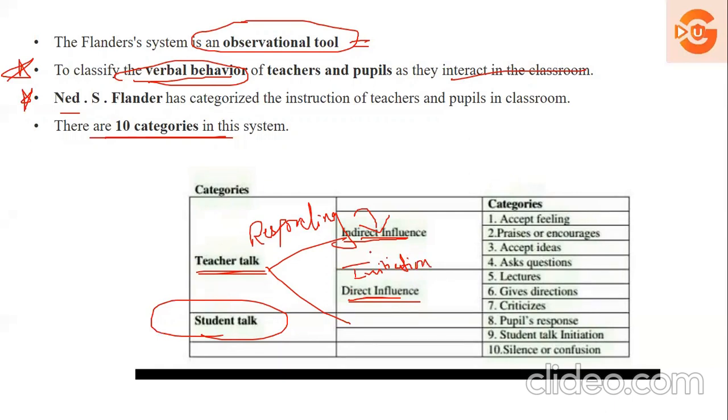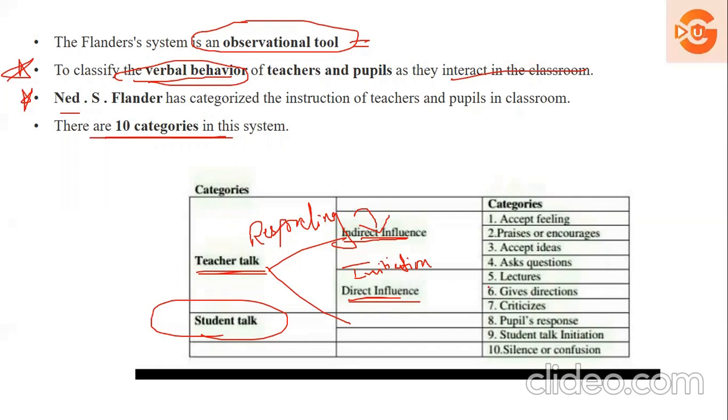I'll give you an example of indirect influence, like praises or encourages. If a child does something good, the teacher gives indirect influence in the way of a response, by encouraging the child to do good. For example, if a child has drawn a very good diagram, the teacher encourages the child by praising him, or by patting his back and telling him to keep this practice going, in order to give a positive feeling to the child.